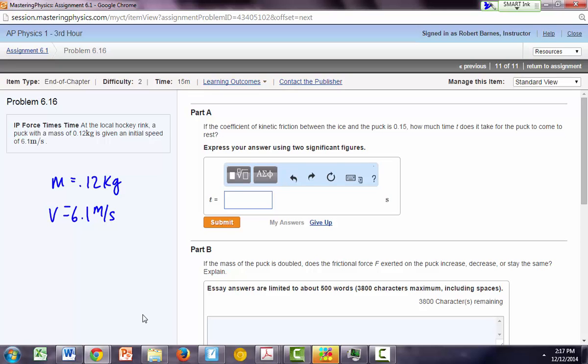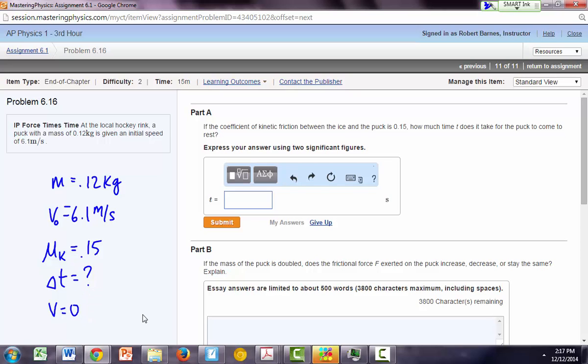The coefficient of kinetic friction between the ice and the puck is 0.15. That is mu k. I should call the initial velocity V0. Mu k is 0.15. They want us to solve for the time it takes the puck to stop, to come to rest. So we know our final velocity is, let's see, V is 0.